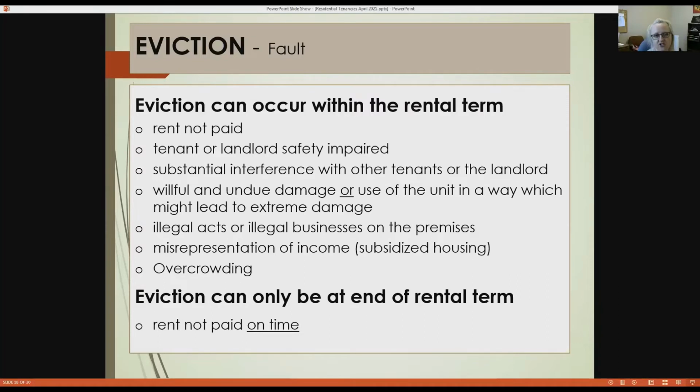These evictions can occur anytime. Certain evictions only can occur at the end of the rental period. So if you have a lease agreement, the termination date on any notice has to be for the end of that lease. For fault evictions, the only one that falls under the end of term eviction is if you're persistently late paying your rent. They could give you a notice for that, but the notice has to be for the end of the lease.